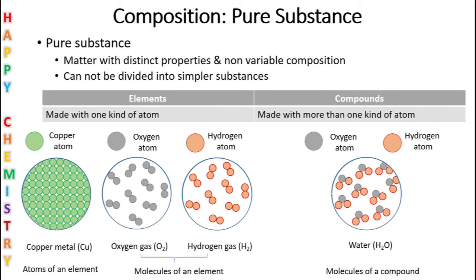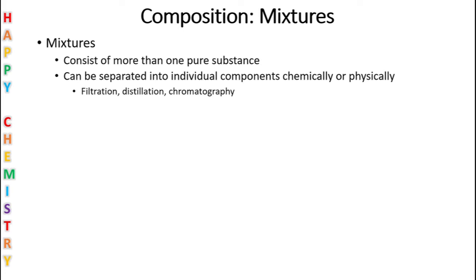Now we will look at the second category according to the composition, the mixtures. A mixture consists of more than one pure substance. The mixtures can be separated into individual components by physical and chemical methods. Few examples for separation methods are filtration, distillation, and chromatography.